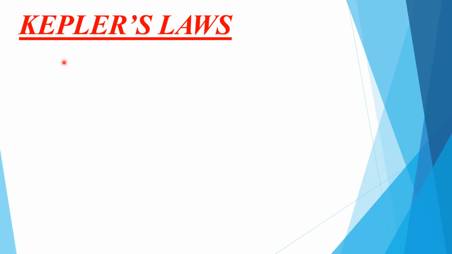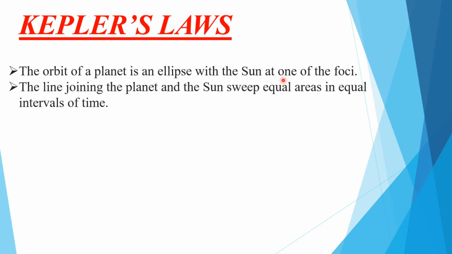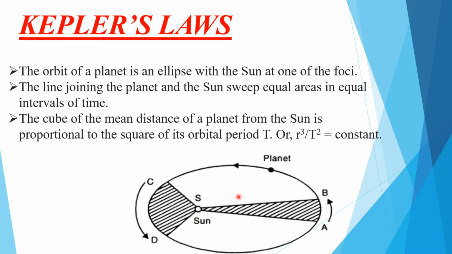In this chapter, we are going to study Kepler's laws. There are three laws of Kepler. The first law states that the orbit of a planet is an ellipse with the sun at one of its foci. The diagram is like this. It's an ellipse. The sun is at one of the foci.